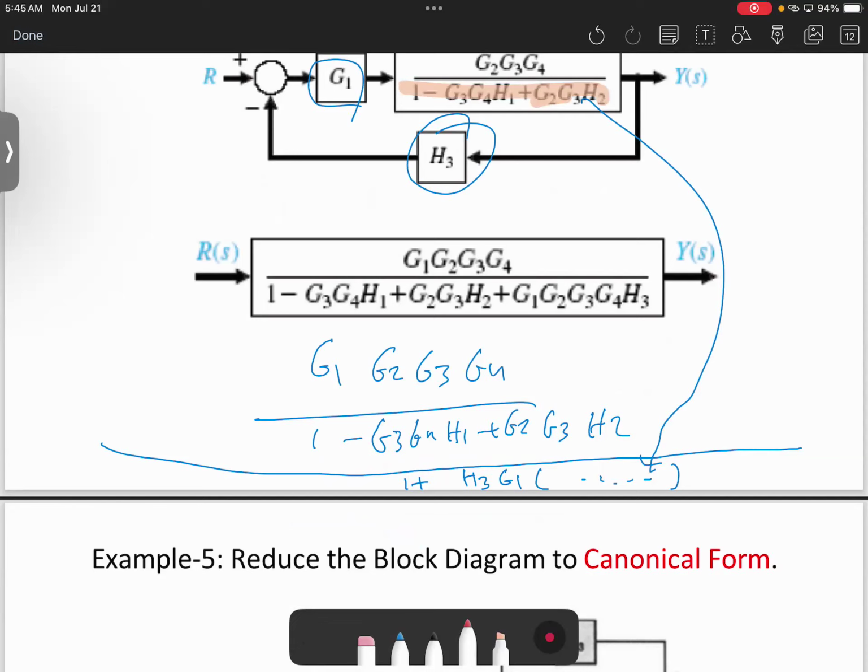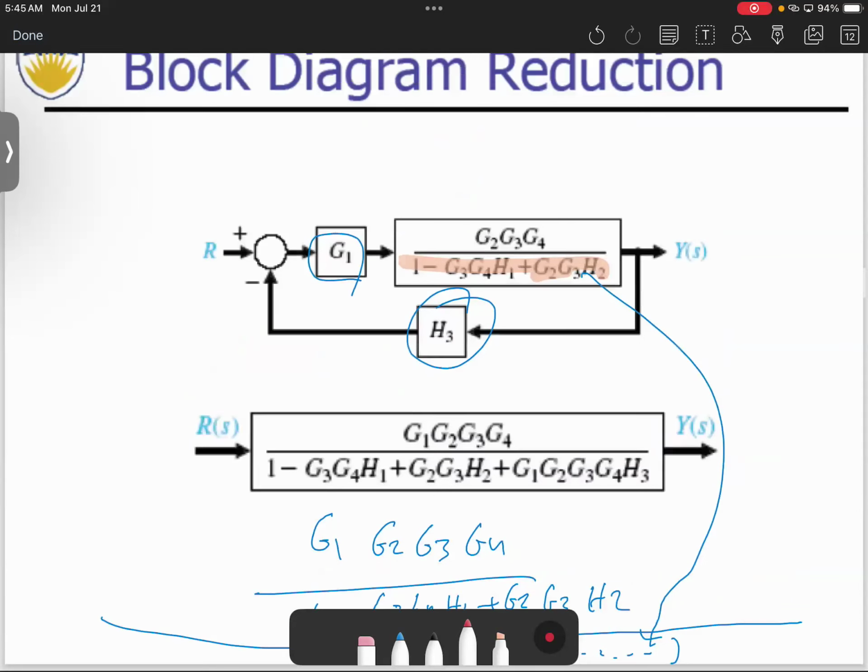I don't want to spend too much time on it. That's how it will be. So the trick here is the math. You need to know how to multiply and how to divide. Okay? Any question?